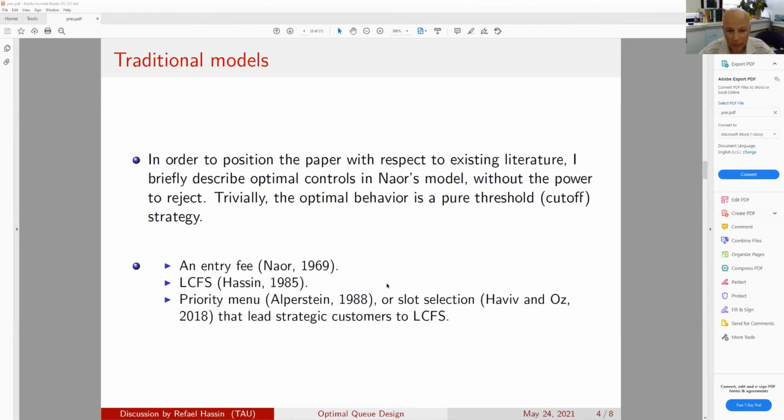There are other ways, like a priority menu in the paper of Alperstein, where there are priorities, and each priority is associated with a price. The higher the priority, the higher the price. If the prices are appropriate, then the customers will induce a last come, first served queue by choice. So it's not imposed on them, but they can choose the priority, and the way they optimally choose is by always selecting a higher priority than everybody else in the queue, so we get last come, first served. Another paper, by Aviv and Oz, has slots, and customers, when they arrive, can choose the slot that is closest to the head of the queue. Again, a last come, first served regime is induced, but by choice.